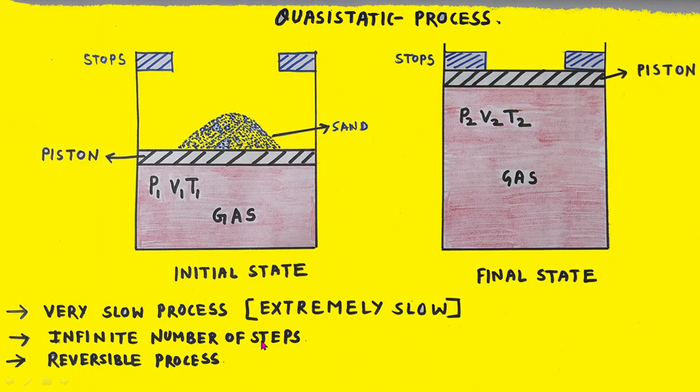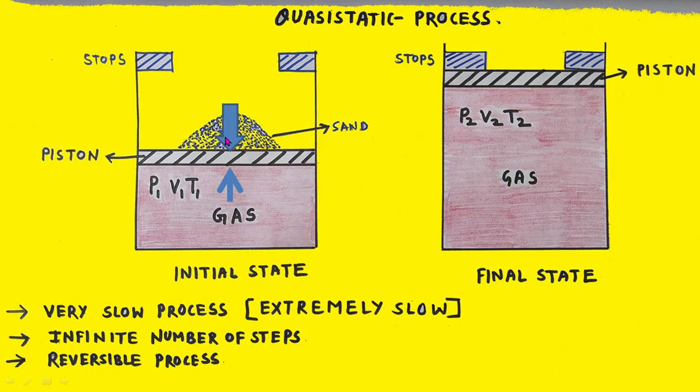So for example, see this piston cylinder assembly. Now you can see this figure on the screen. In this you can see sand having very fine and small particles placed on this piston, due to which the gas pressure on the piston is balanced by the weight of the sand. That is, the pressure applied by the gas trapped inside this cylinder, which is trying to move this piston upward, is balanced by the weight of the sand placed over this piston.